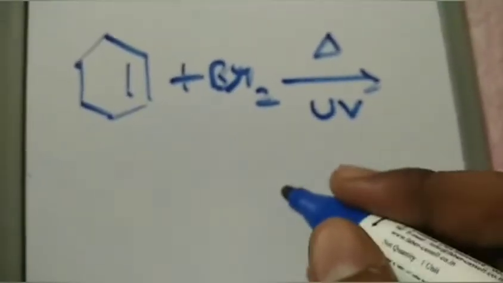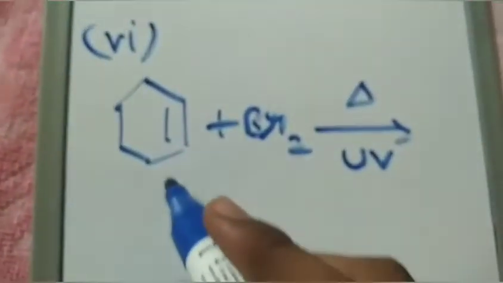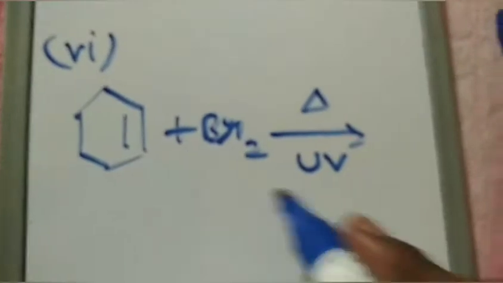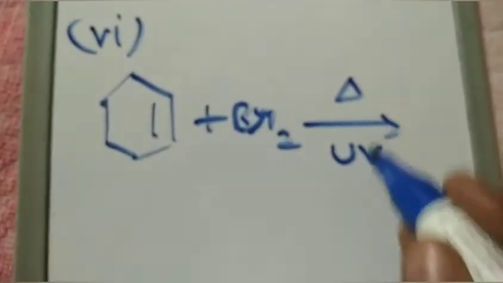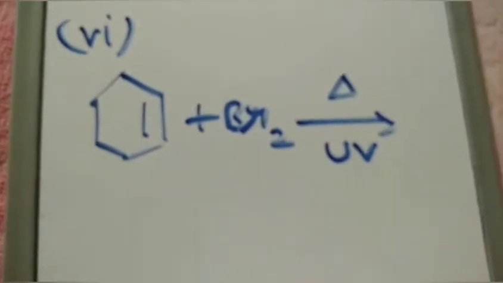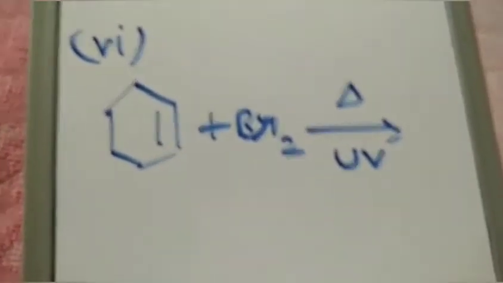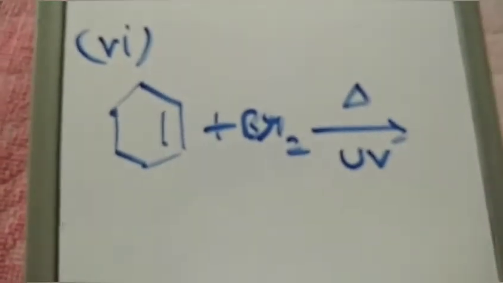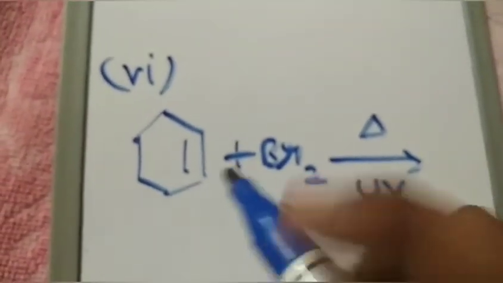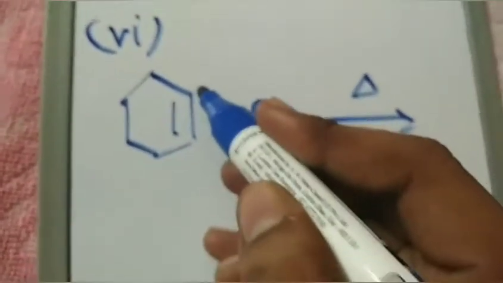Next question, sixth question. In this compound a double bond is given, Br2 is given, heat is given. So heat or UV is given. That means you have to do only free radical halogenation. Free radical halogenation means you should not touch the double bond. So where are the free radicals possible? Free radicals are possible here, or here, or here, or here, or can also be possible here.